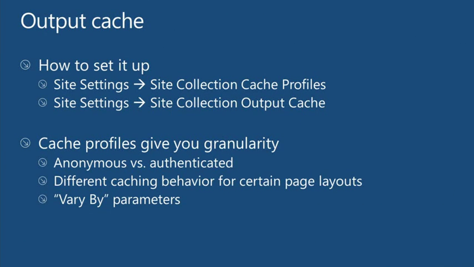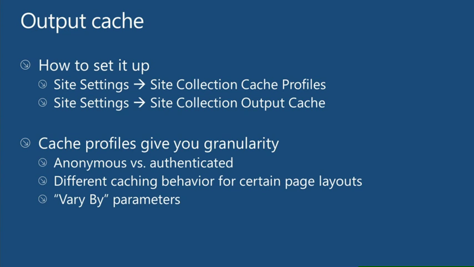So in terms of configuration, the output cache is fairly straightforward. At the root of our site collection, under Site Settings, we have two links: Site Collection Cache Profiles and Site Collection Output Cache. These are the pages that SharePoint adds to the output cache, and they give us the ability to configure things in a granular fashion.